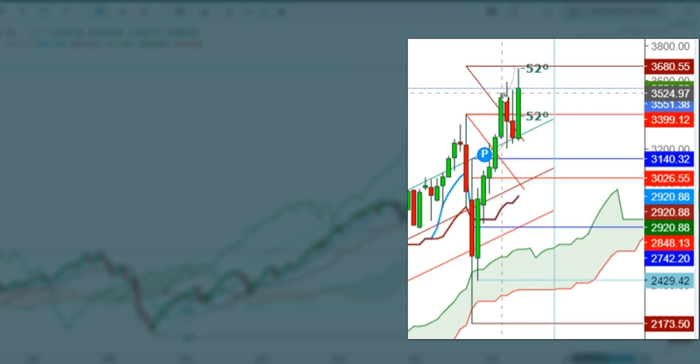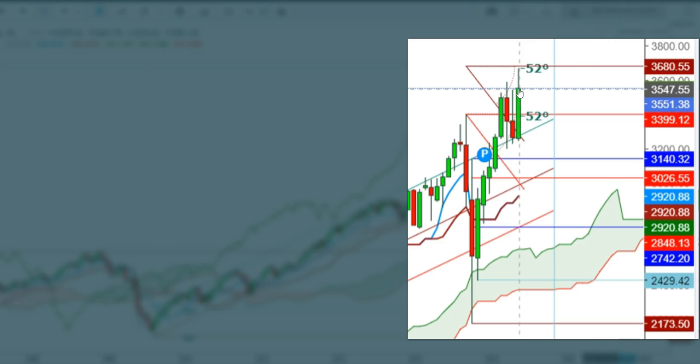tested the highs of 3524 during the month of August with growing hopes for economic stimulus. But due to growing cases of COVID-19 pandemic, the S&P 500 futures remained under heavy selling pressure during the month of September and October. But once again, growing hopes for a successful vaccine for COVID-19 resulted in a sharp uptrend during the month of November when the S&P 500 futures tested the highs of 3682.